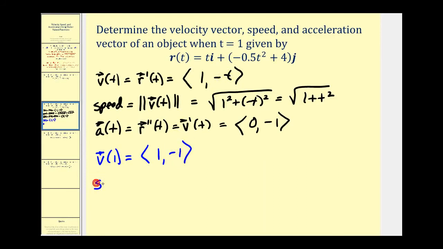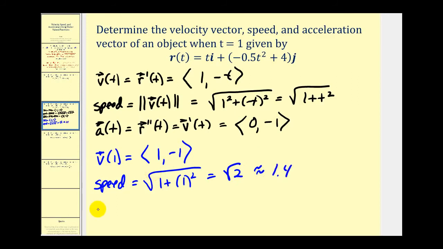The speed would be equal to the square root of 1 plus t squared, or 1 plus 1 squared. That'll be the square root of 2, which is approximately 1.4. And then our acceleration vector, or a of 1, is going to be equal to the component vector 0, negative 1. Notice the acceleration does not change when the value of t changes. Let's go and take a look at this graphically.